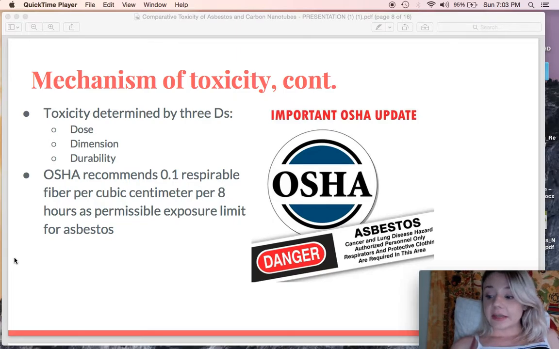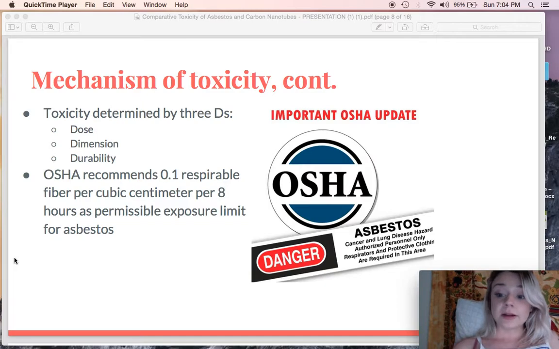And then durability refers to the ability of the fibers to persist in the body and is therefore sometimes called biopersistence. Some fibers can be broken down in the body more or less easily than other fibers. If a fiber is more durable, it is considered more toxic because it can then stay in the body for longer and has more of an opportunity and more time to cause harm in your body as your body attempts to break it down. And then lastly, dose is a combination of both dimension and durability and is often referred to as the lung burden.